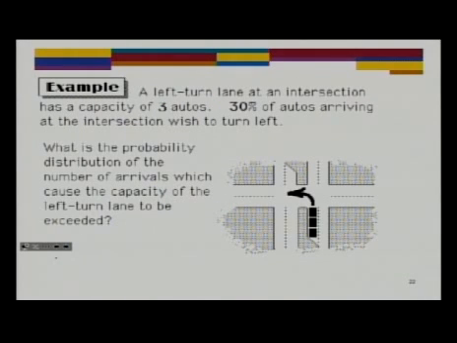Okay, now let's take another example for the negative binomial distribution or Pascal distribution. A left turn lane at a certain intersection has a capacity of 3 vehicles, and 30% of vehicles arriving at the intersection wish to turn left. Now we want to know the probability distribution of the number of arrivals which cause the capacity of the left turn lane to be exceeded. By using the negative binomial distribution, we can obtain the desired distribution.